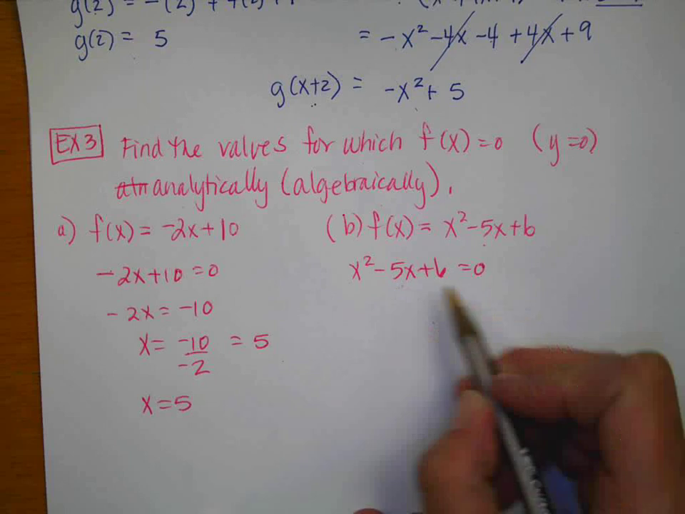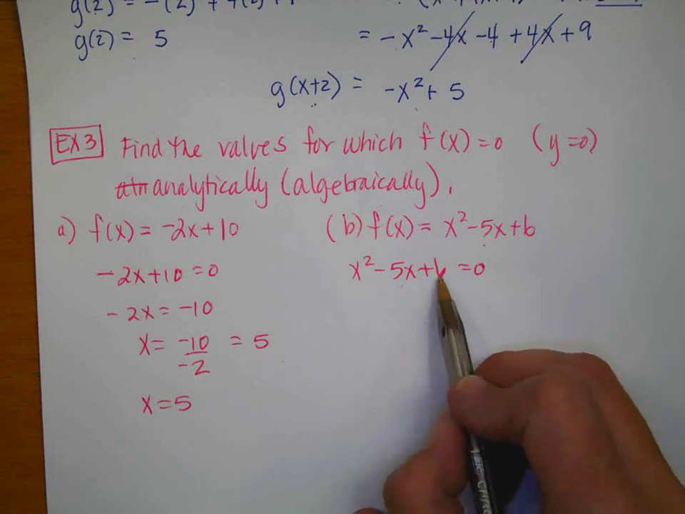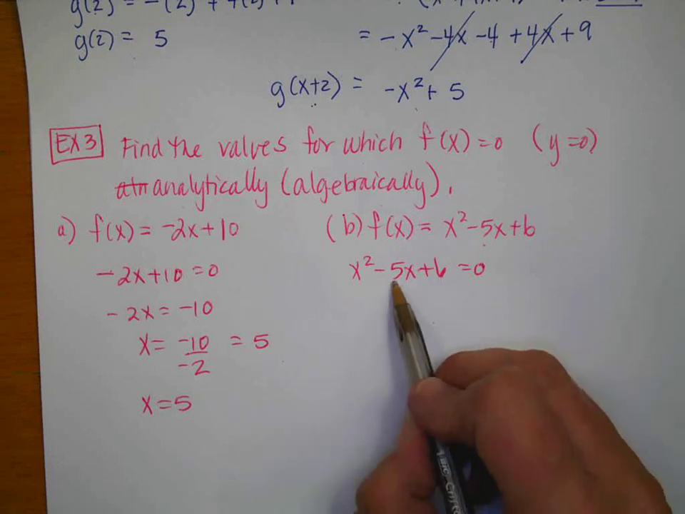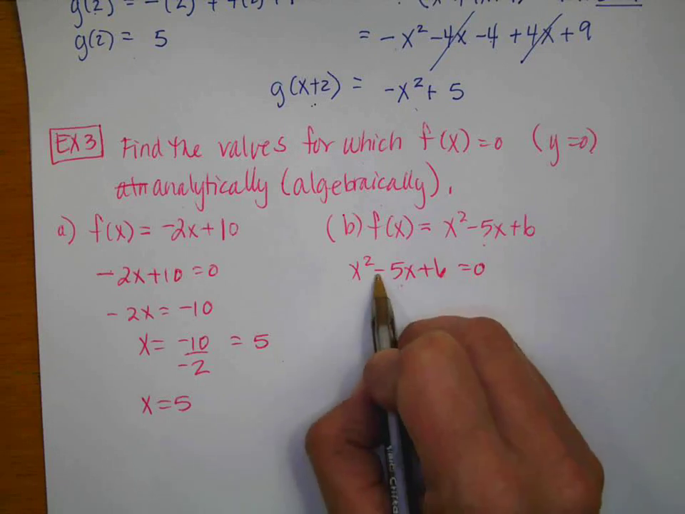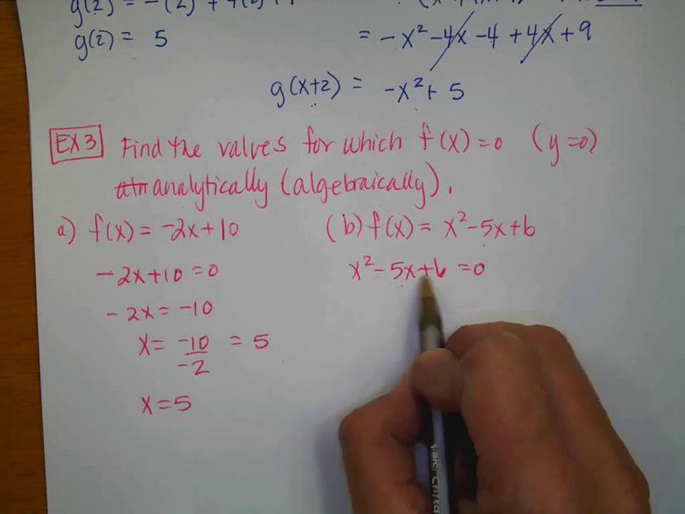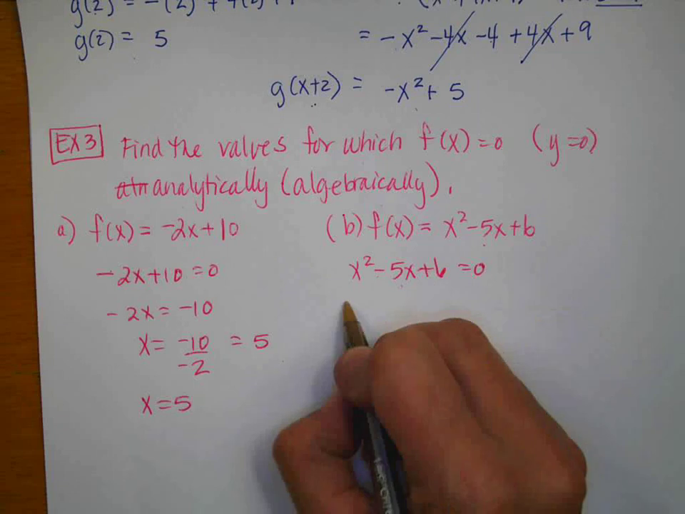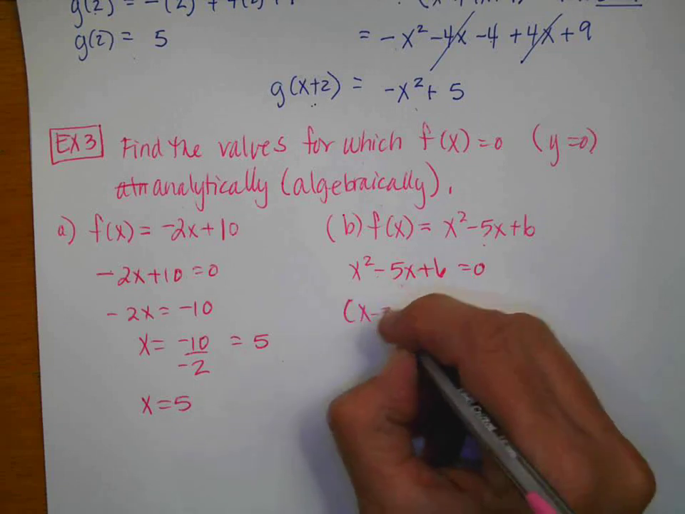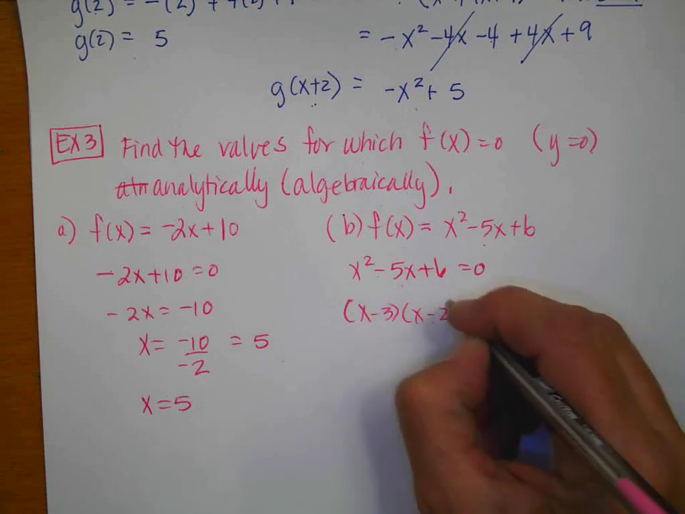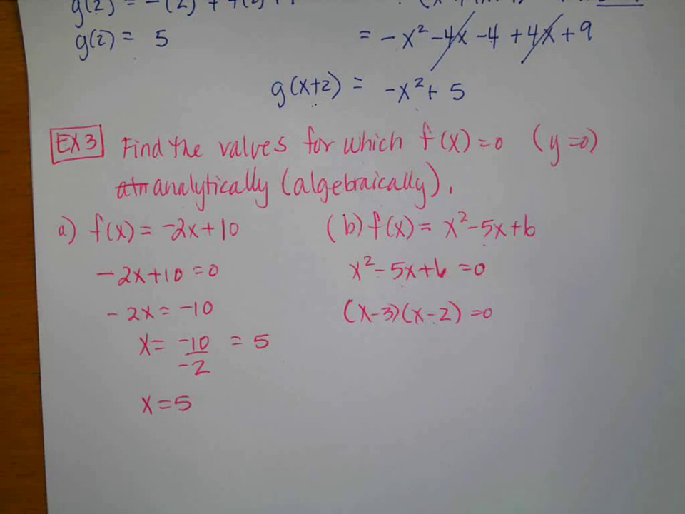All right, so what I'm going to do to solve this is I'm going to factor. I'm going to do guess and test. I'm looking for the factors of 6 that will subtract or add to give me 5. The negative says that the signs are going to be negative. Positive says that both of the signs have to be the same. So this is going to be x minus 3 and x minus 2 equals 0.